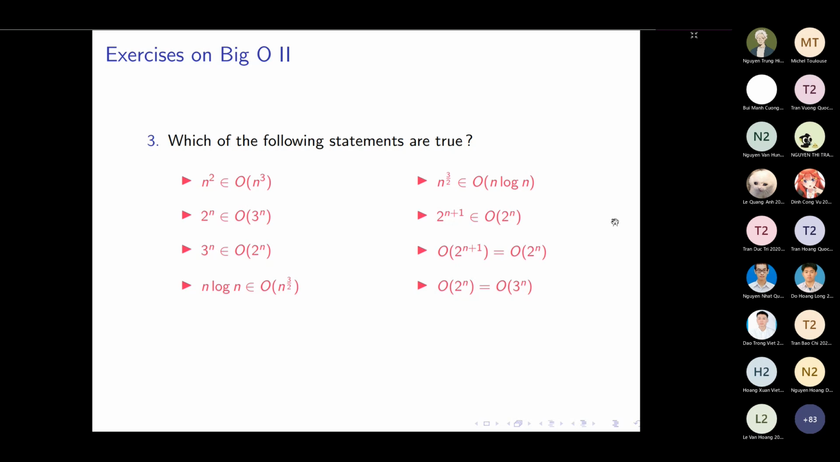And for question H, I think the answer is false because let's take a counterexample, which is 3 to the power n. According to the answer for question C, 3 to the power n does not belong to big O of 2 to the power n, but 3 to the power n belongs to big O of 3 to the power n. So the answer for the question will be false. Yeah, that's right.